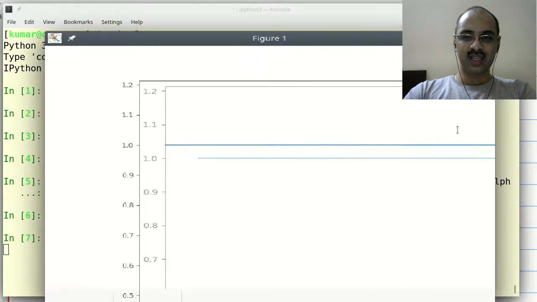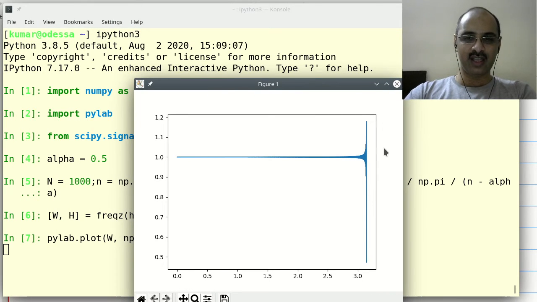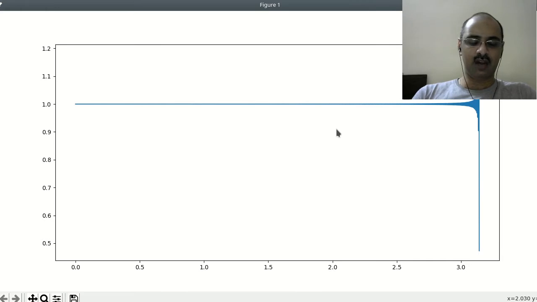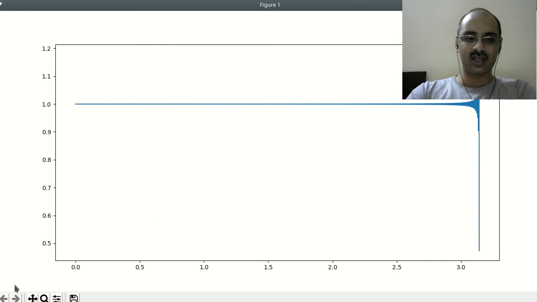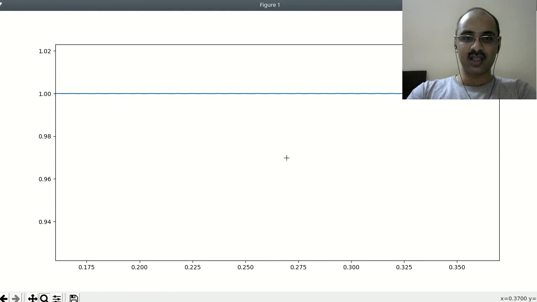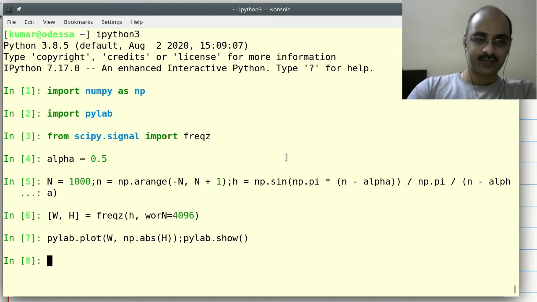Now there is some bit of oscillation over here. Okay, let's ignore that. It looks reasonably flat, which is not surprising, because the magnitude of H of e power minus j omega alpha is 1. So this is what is called an all pass filter. Its gain is actually unity. Okay, let's actually look at the time domain response.